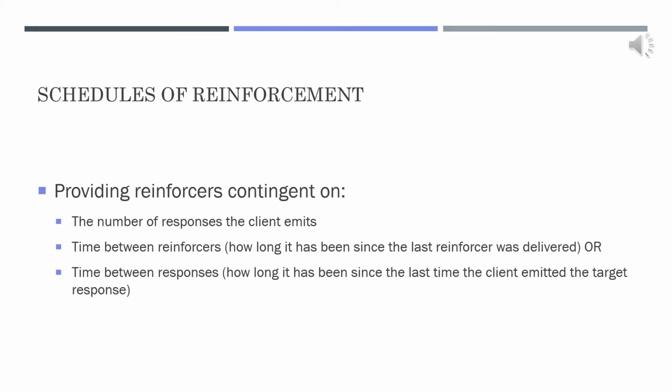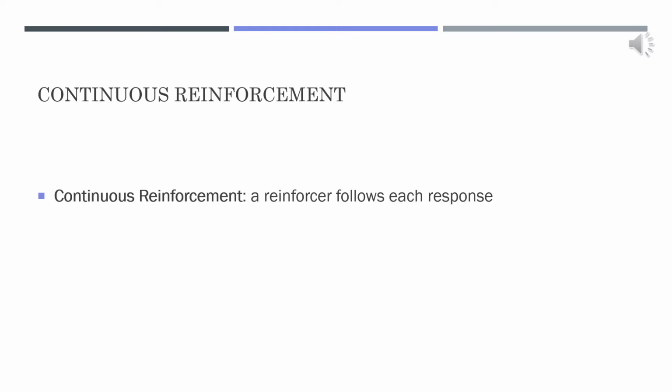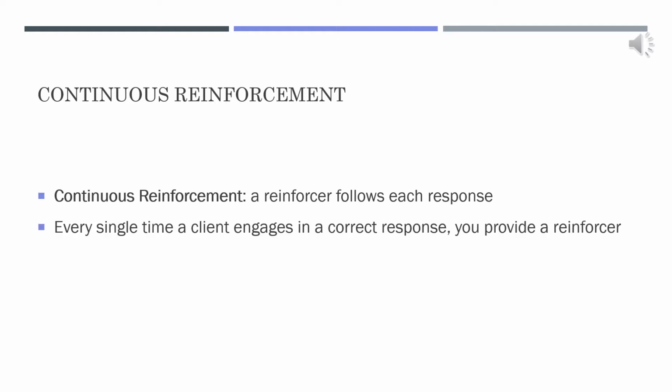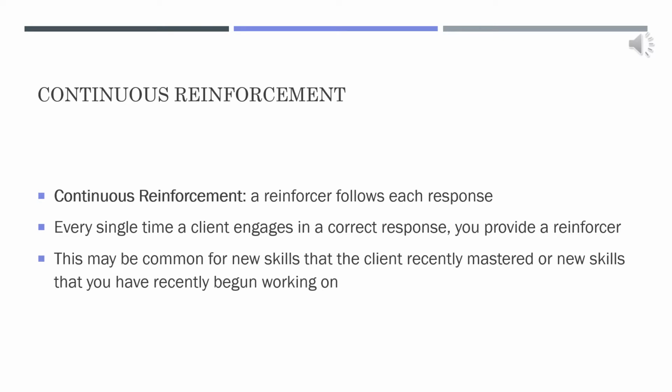Next, we will discuss specific schedules of reinforcement that you may use when working with a client. First, we will discuss continuous reinforcement. Continuous reinforcement is when a reinforcer follows every single occurrence of the target response. This means that anytime a client emits the response, the reinforcer is delivered. This is often a common schedule of reinforcement to use when you are working on new skills with a client, such as ones they recently mastered or ones they have yet to master.